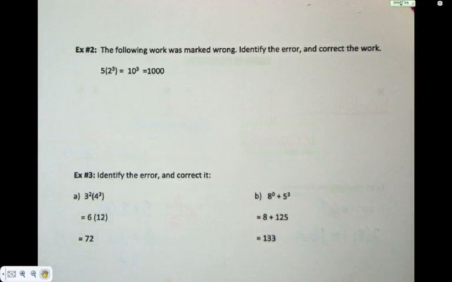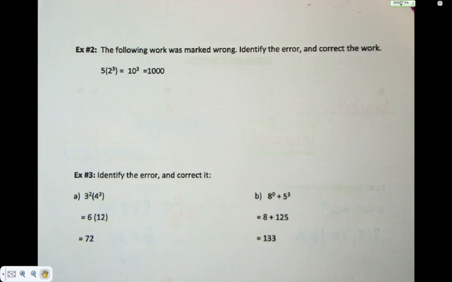We're going to move on to a little bit higher order thinking skills. So it's good just to do the questions, but it's even harder to try to find the mistake in a question. So calc's down for now. Let's take a look at this one. The following work was marked wrong. Identify the error and correct it.